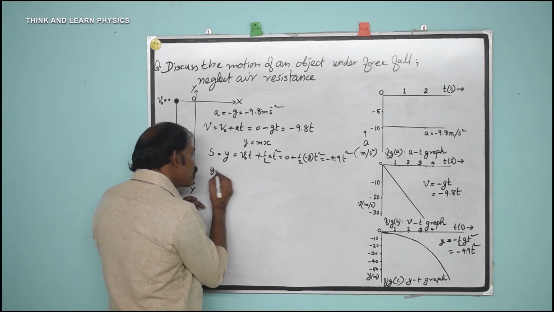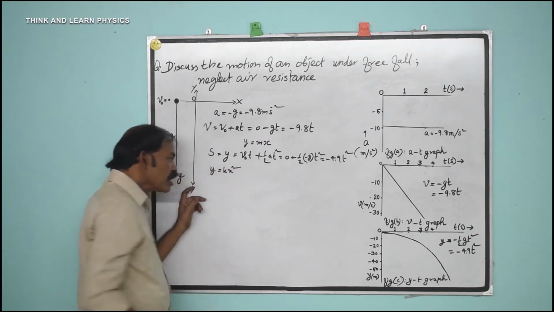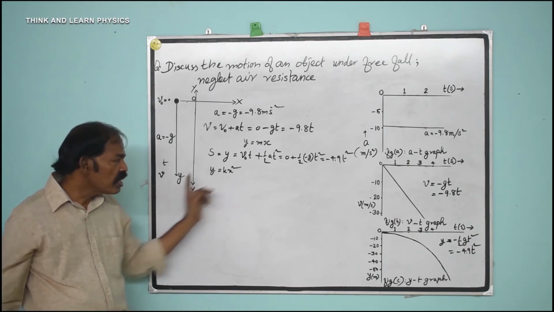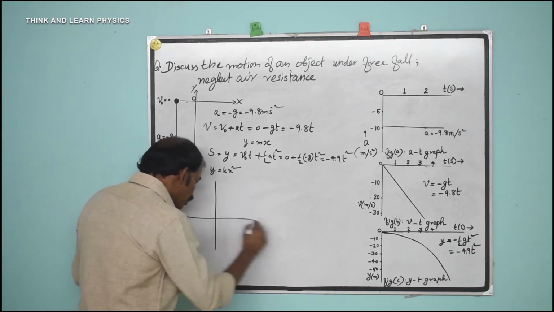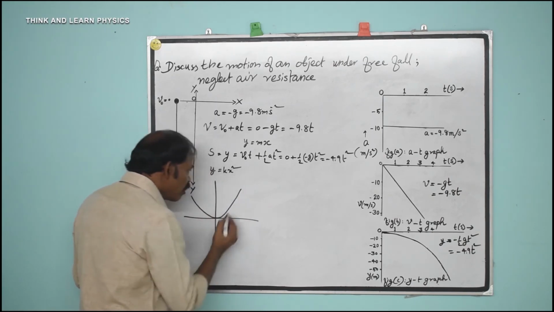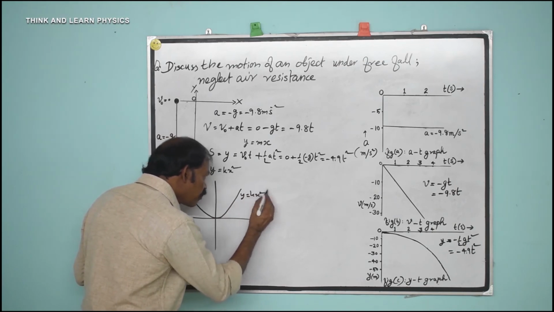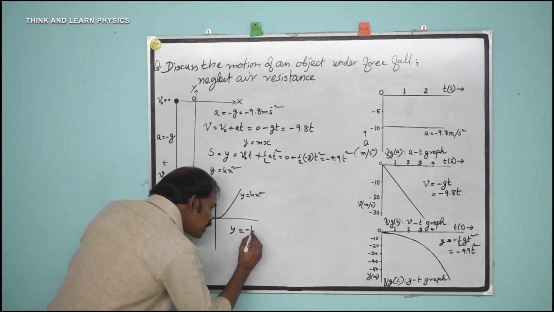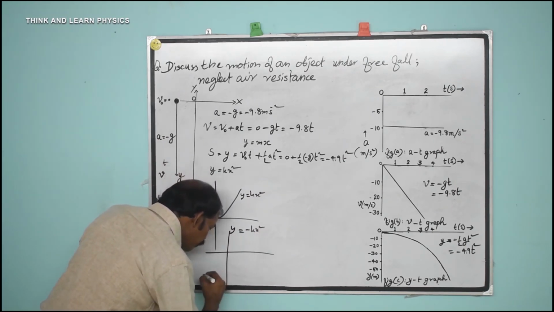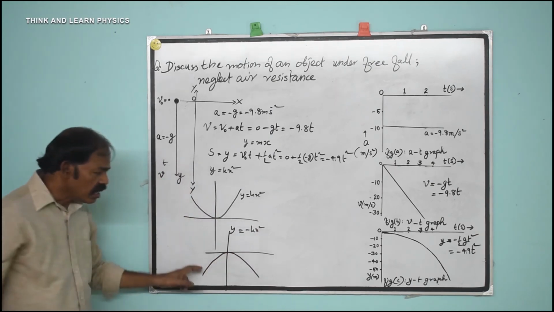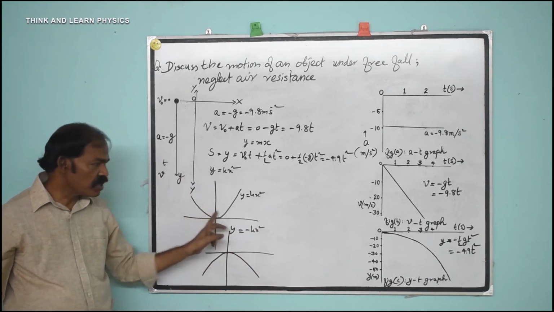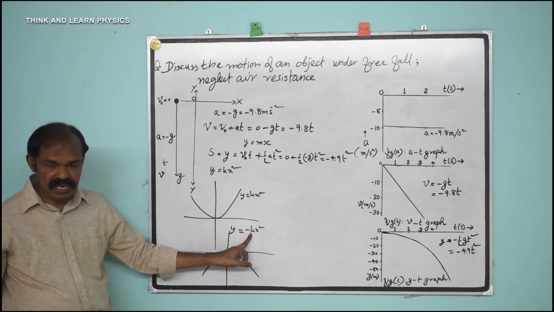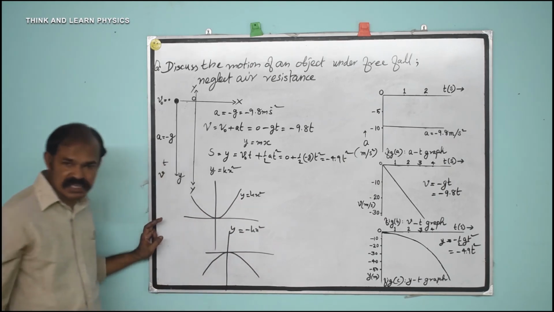We know that y is equal to k x square is the equation of a parabola like this. This is the parabola. If it is of the form y is equal to minus k x square, then the parabola will be like this. It will be in the downward direction. This is in the upward direction when k is positive, when the constant is positive. Here the constant is minus k and the parabola will be in the downward direction.